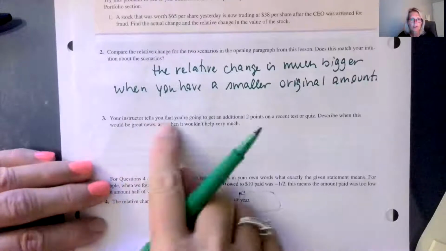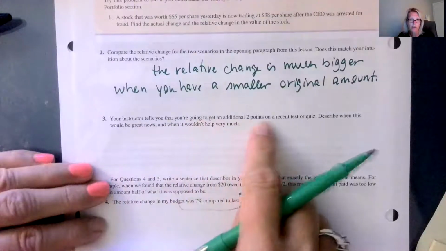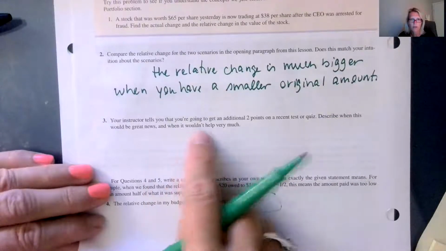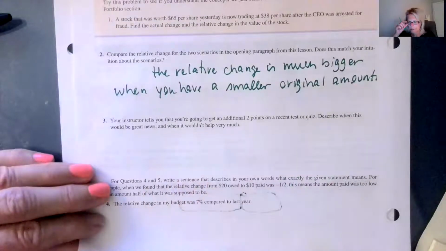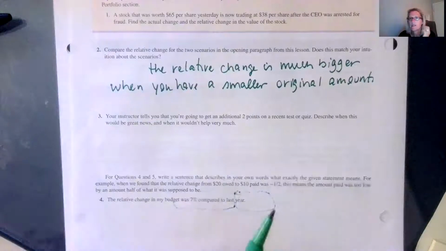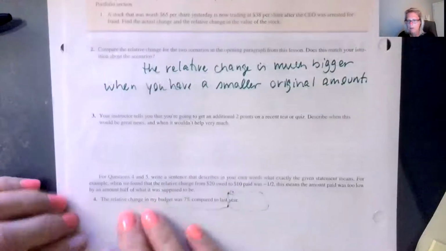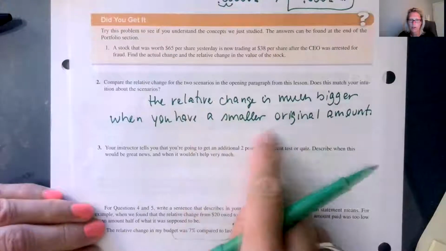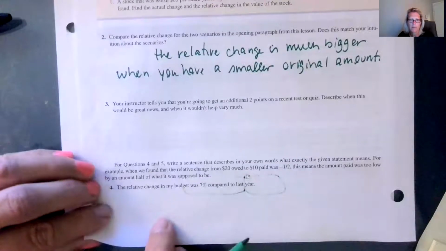Let's say your instructor tells you that you're going to get an additional 2 points on a recent test or quiz. Describe when this would be great news and when it wouldn't be very helpful. So come up with an example there. Love to see what you say. Think about it's a bigger relative change when you have a smaller original amount.